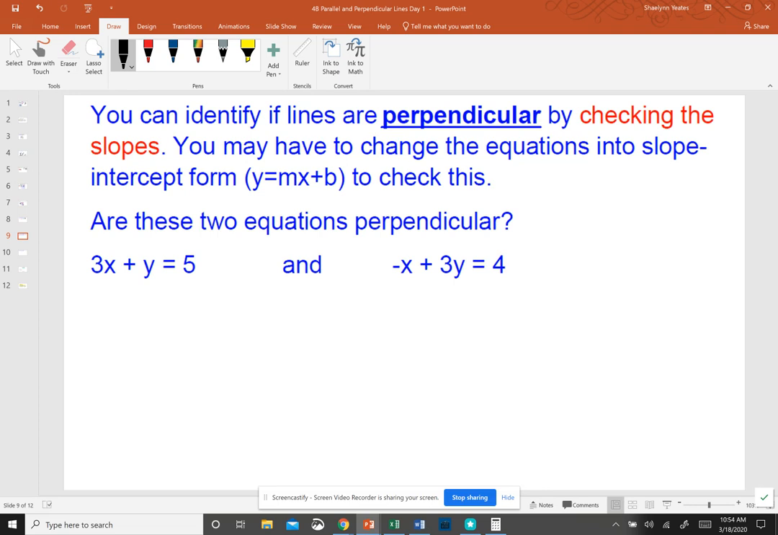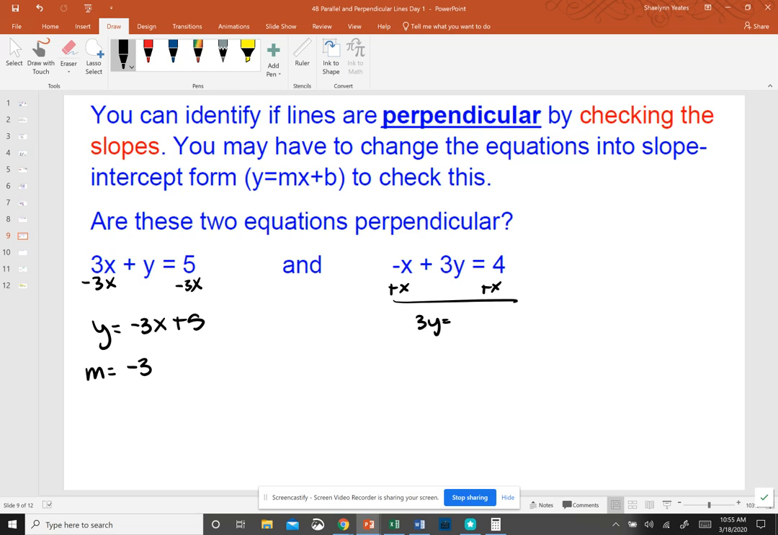Okay. You can identify if lines are perpendicular by checking the slopes. So you may have to change the equation so they're in y equals mx plus b form. Here we have two equations, and neither of them are y equals mx plus b. Again, we can look at Desmos for this, but Desmos isn't as exact as with parallel. It's a little harder. All right, so the first thing I'm going to do is subtract 3x from both sides, and I'm going to end up with y equals -3x plus 5. So my slope here is -3. Now over on this one, I'm going to add x to both sides.